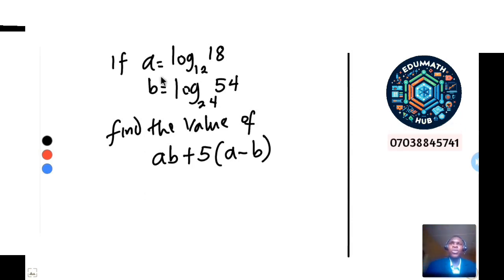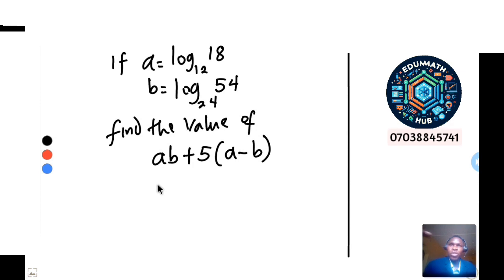So we have this question here, which was sent by one of our followers. We are given that the value of A is log of 18 to base 12, and the value of B is log of 54 to base 24. Using that value of A and B, we have to find the value of AB plus 5 into A minus B. So let's get right into the solution.